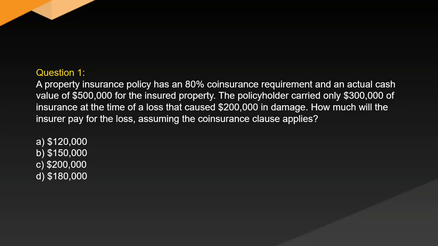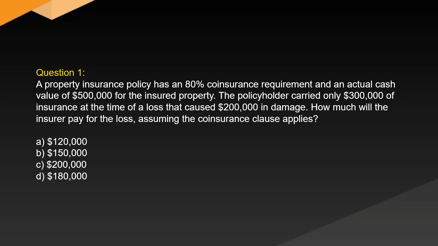Question 1. A property insurance policy has an 80% coinsurance requirement and an actual cash value of $500,000 for the insured property. The policyholder carried only $300,000 of insurance at the time of a loss that caused $200,000 in damage. How much will the insurer pay for the loss, assuming the coinsurance clause applies?